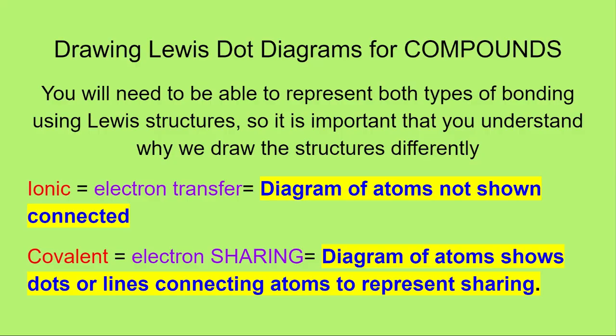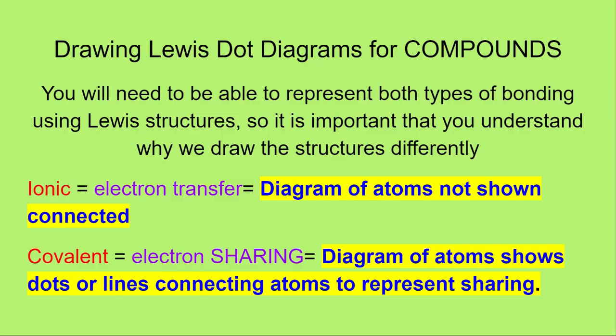I'm going to repeat that because I've said it in class multiple times, but I know that you're just not listening. Ionic bonding is different from covalent bonding. They are two different processes. And so we do not draw ionic compounds the same way that we draw covalent compounds.